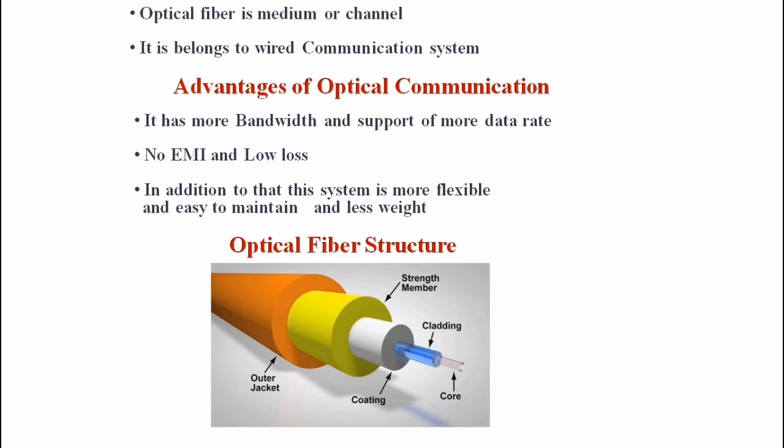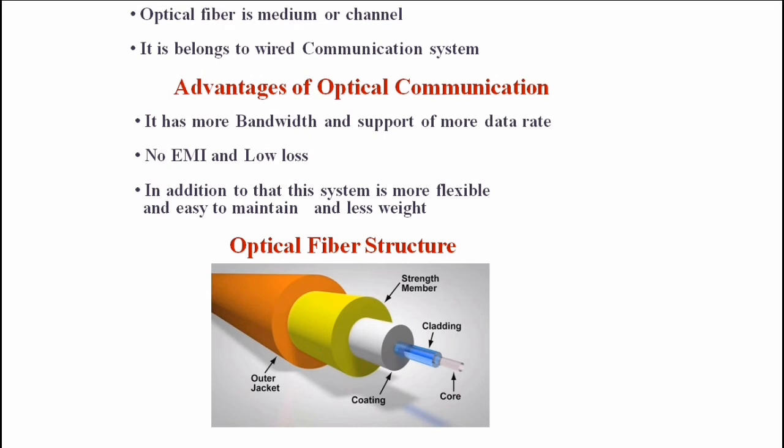The optical communication system has a lot of advantages compared to all other existing electrical communication systems. As follows, it has more bandwidth and supports more data rate. It has no electromagnetic interference and low loss. It has more channel handling capacity because of more bandwidth. In addition to that, this system is more flexible, easy to maintain, and lighter in weight. These are all major important advantages of the optical communication system.